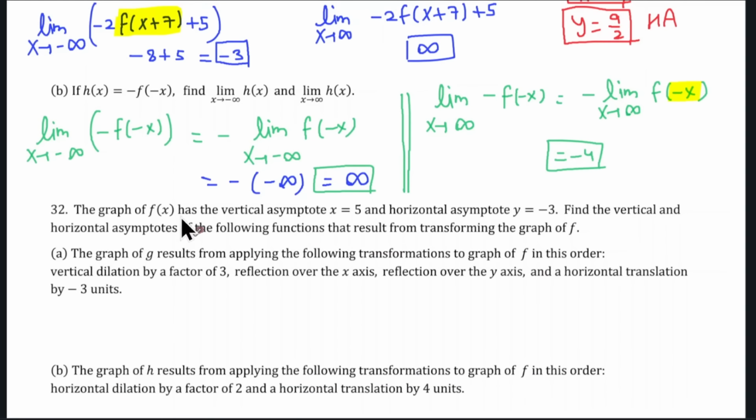Alright guys, I'm going to skip 32 because it is essentially the same thing. You just have to build the function first, the function g, as you can see, that results from the transformation of f, and then use the same concept to move the HA and VA.